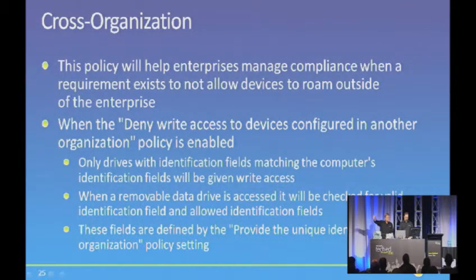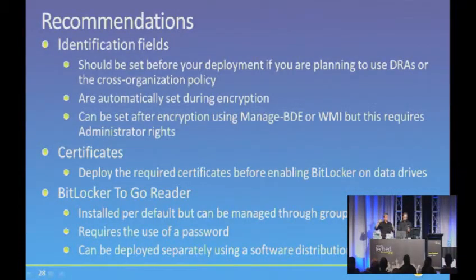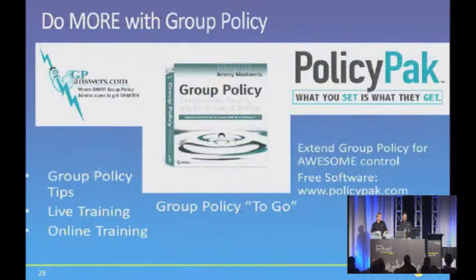So cross-organisation, you saw how that worked. You plug in something outside your organisation. There you go, that's what it looks like. We did a demo. We did recommendations. If you're going to deploy data recovery agents, get your PKI infrastructure out there first. You don't want to deploy all this BitLocker stuff and then go, oh, now I want to turn it on. Get your certificates right, get your organisation ID out there as soon as possible, because at the end, when you say only allow drives within my organisation, all those users are going to say my drive just turned read-only, and you're going to have to go to their machine and do that manage-bde command. Install the BitLocker to Go reader.